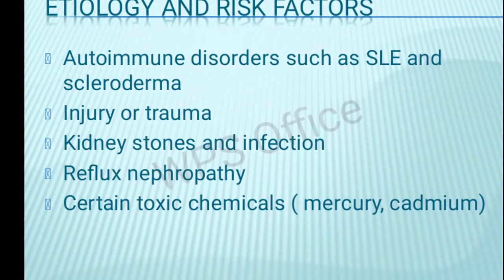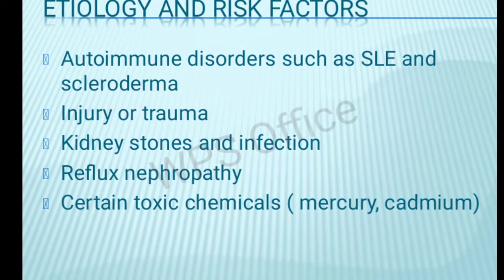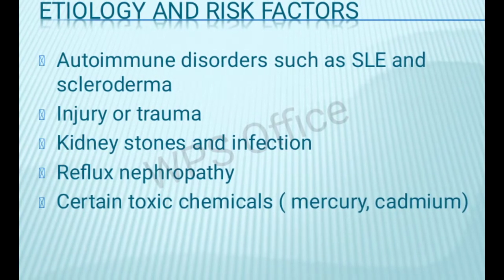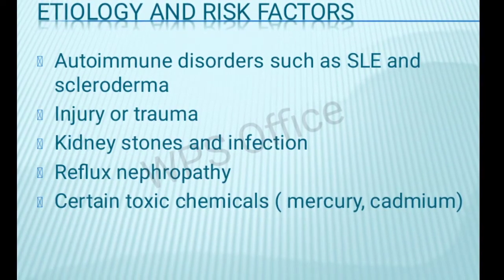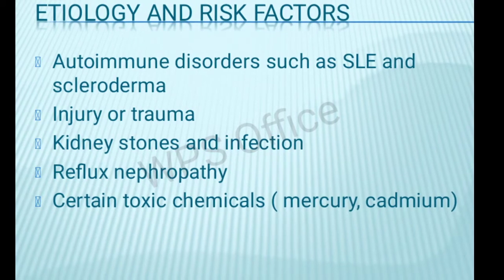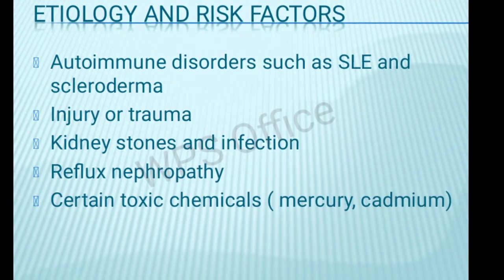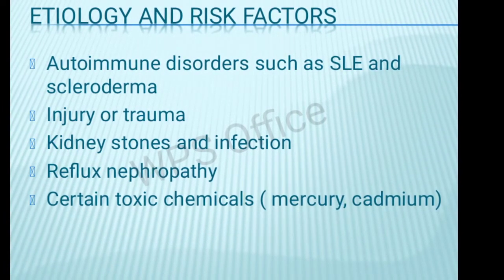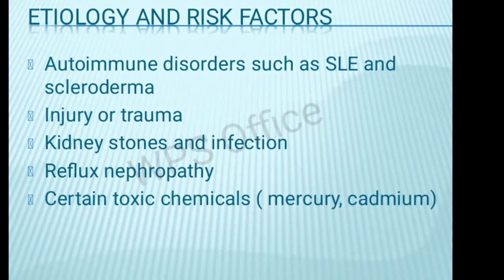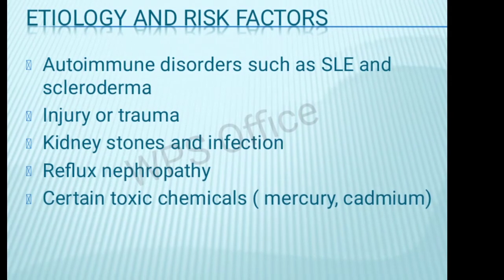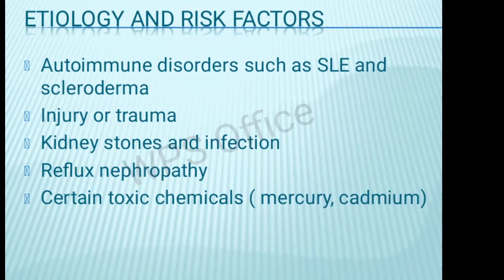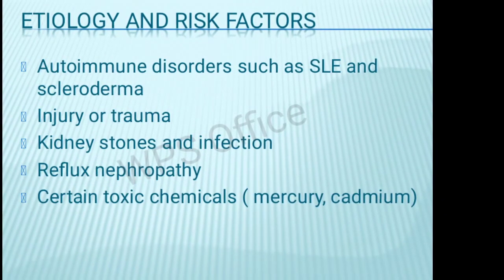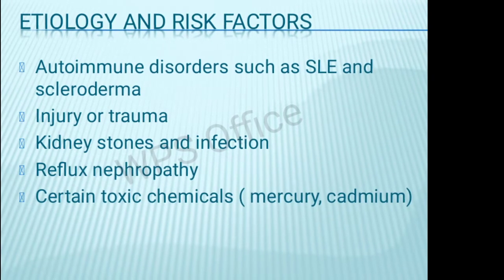Okay. Then next are autoimmune disorders such as systemic lupus erythematosus and scleroderma. Then if the person has injury or trauma to the kidneys, kidney stones, then reflux nephropathy. Reflux nephropathy means backflow of urine from the bladder to the kidneys. Okay, then certain toxic chemicals like cadmium and mercury. So these are all the etiology and risk factors of chronic renal failure.